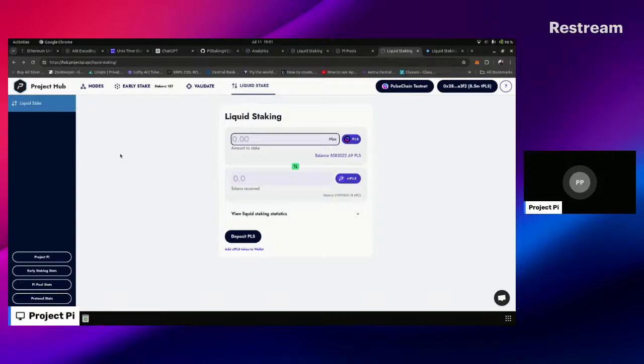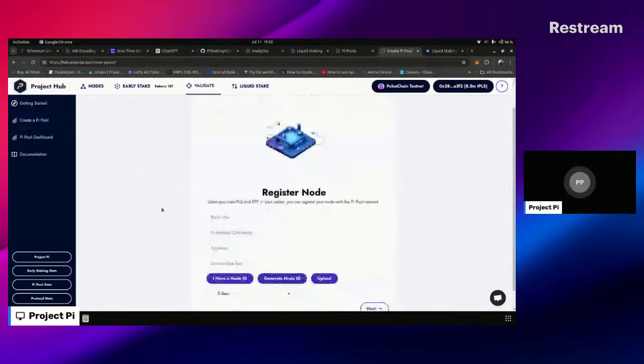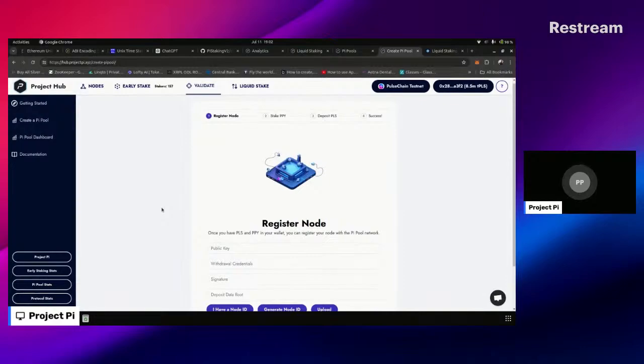I'm thinking that what we may end up doing is, because it's the physical node in itself, it costs a little bit more upfront. Maybe supplementing that with some of the PPY that's basically needed on our protocol. So you purchase a physical node, you have some of the collateral already ready to go, and then you just come to validate, create a Pi pool, and then you would just register your node from there.